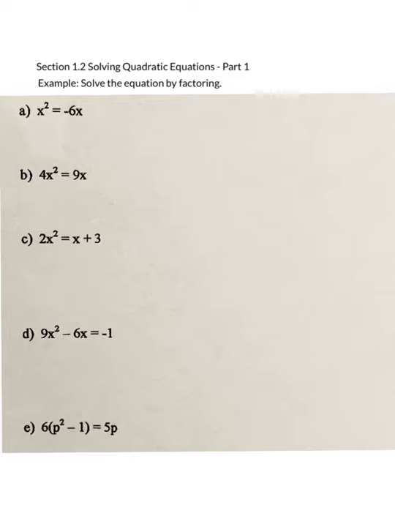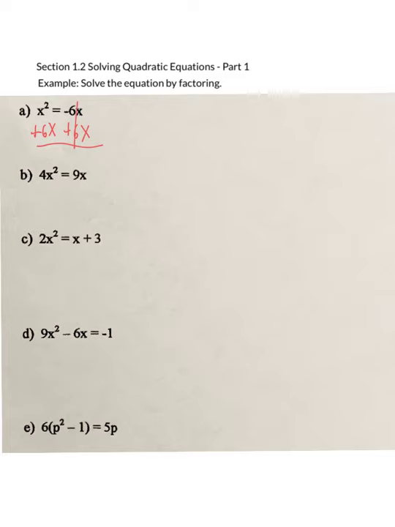Looking at question A, we have x squared equals negative 6x. Since step one is to get it in standard form, I need to add the 6x to move it to the opposite side of the equation. Whenever you want to move a term to the opposite side, you do the opposite operation. So I'm going to plus the 6x on each side of the equation. That'll move it to the left side.